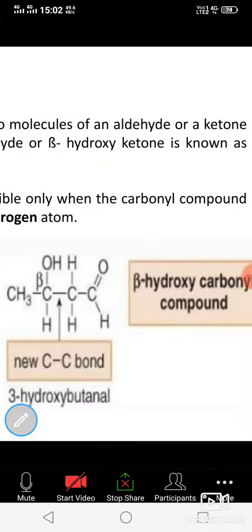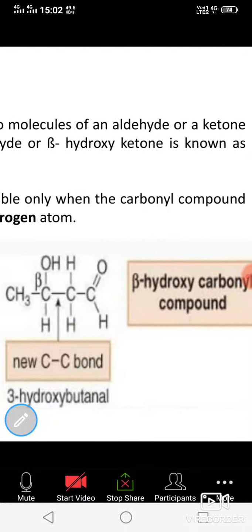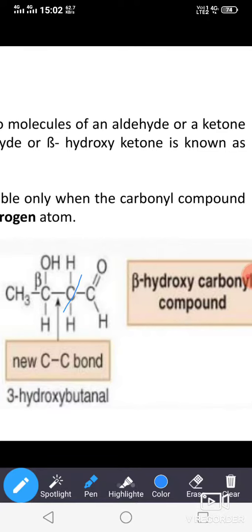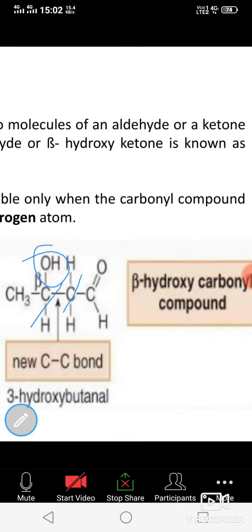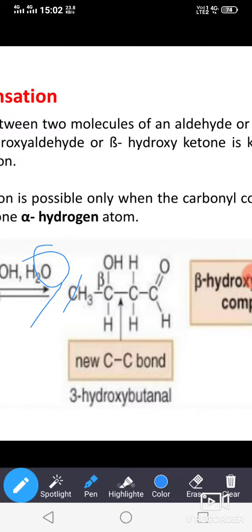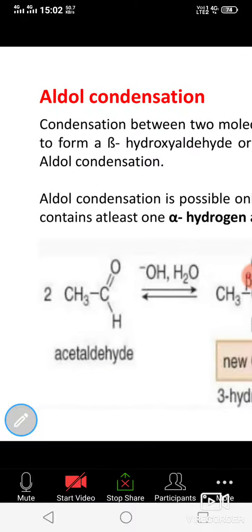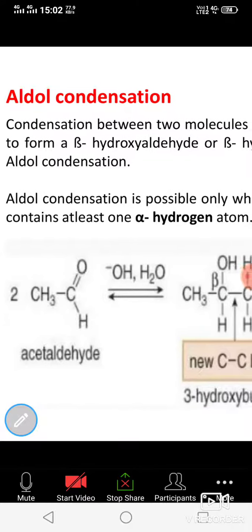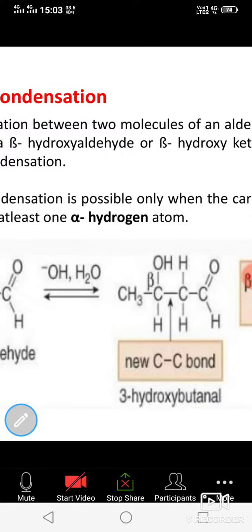So this is a beta hydroxy carbonyl compound. Why is this a beta hydroxy carbonyl compound? You can see that this is your alpha carbon and this is your beta carbon. The beta carbon has the hydroxy group, so it is a beta hydroxy carbonyl compound. So when two molecules of acetaldehyde react in presence of base, they will form 3-hydroxybutanal.